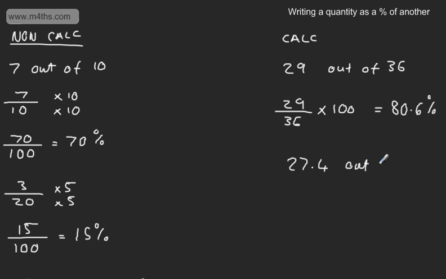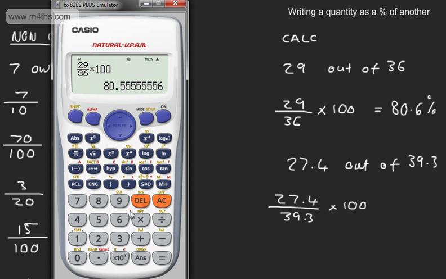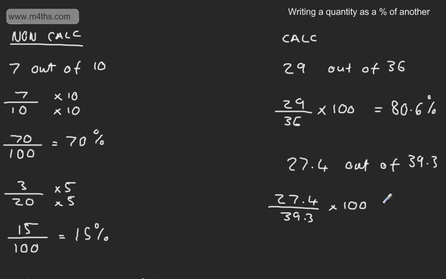So if we wanted to now write a quantity as a percentage of another, and we had 27.4 out of, let's say, 39.3, we would write it as 27.4 over 39.3 times by 100. Again, straight through the calculator with this, that's 27.4 divided by the 39.3, and we multiply our answer by 100. So just checking the final value, that's going to give me 69.7%, and that is correct to one decimal place. Straightforward, plugging it through a calculator.